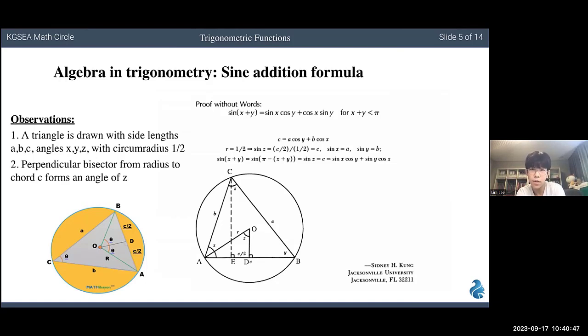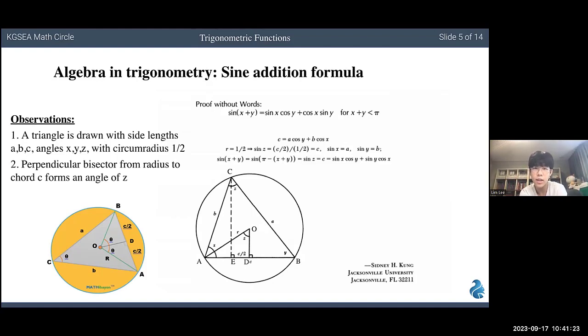And so after these observations, we can go straight into analyzing this proof. The first line states that C is equal to A cosine Y plus B cosine X. And this is proven by the cosine definition on triangles CBE and CAE. We can see that cosine angle X is AE over B, and cosine angle Y is BE over A. And therefore, if we multiply A and B respectively to these cosine values, we get AE and BE, which sum to AB with a length of C.